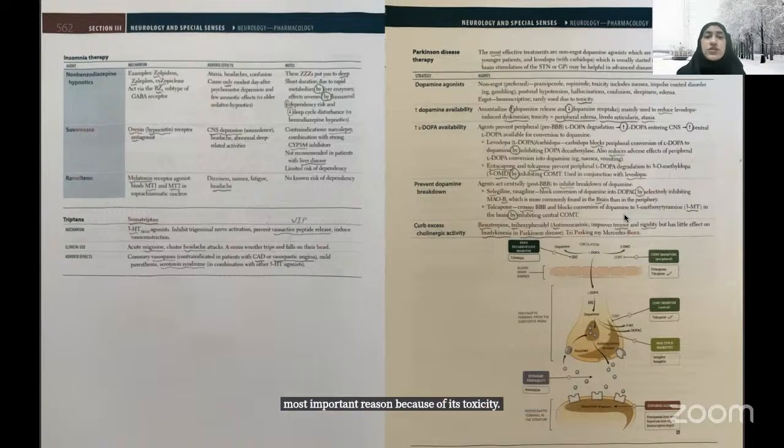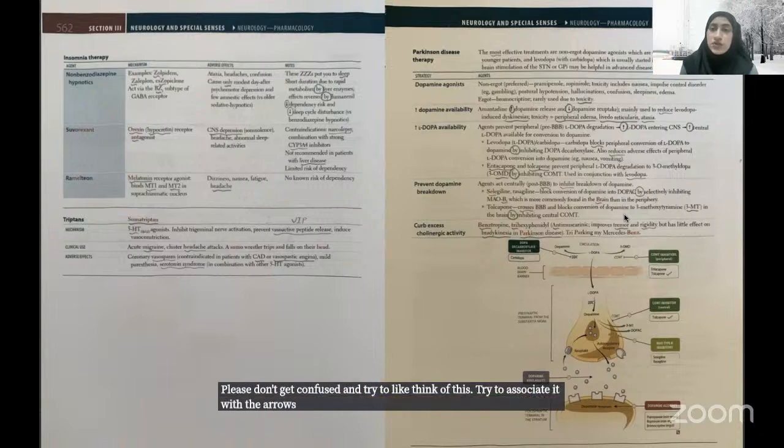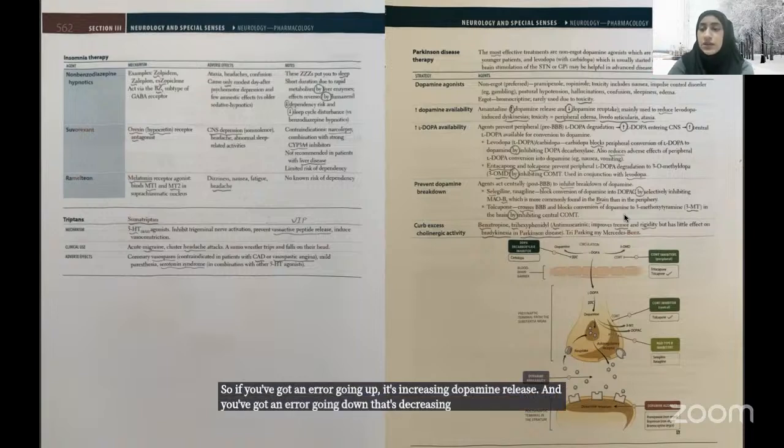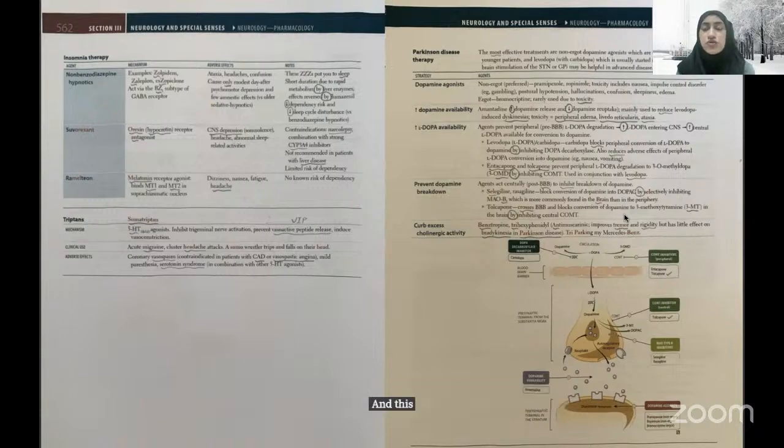Moving towards the second strategy, which is basically to increase dopamine availability. There's a drug here which we use, called amantadine. This increases dopamine release and decreases dopamine reuptake. Please don't get confused; try to associate it with the arrows. An arrow going up means it's increasing dopamine release, and an arrow going down means it's decreasing dopamine reuptake. And this is mainly used to reduce levodopa-induced dyskinesias.